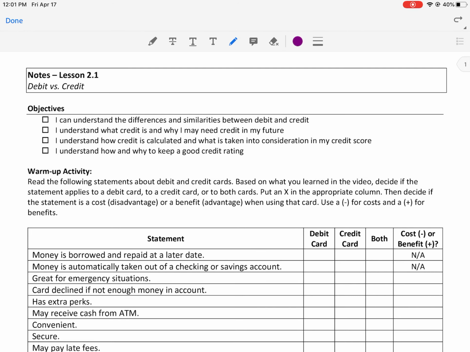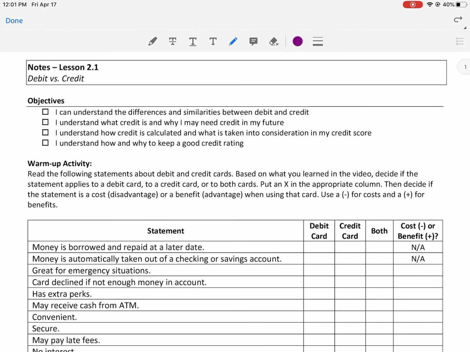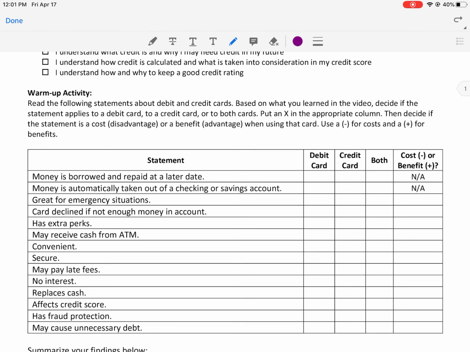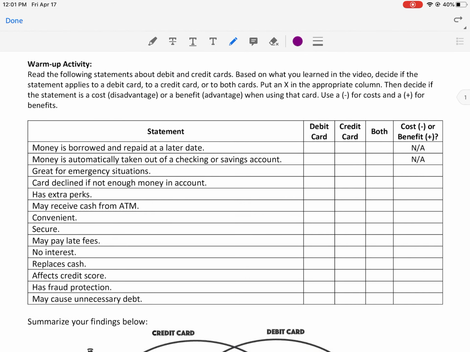For this warm-up activity, there is a YouTube video that I linked there that talks about credit and debit cards. However, I wanted to review with you what you should have seen from that. It says we're going to put an X in the column, whether it's a debit card, credit card, or both, and then decide if it's a cost, a disadvantage, or a benefit, an advantage. When money is borrowed and repaid at a later date, they say it is a credit card. If money is automatically taken out of your checking or savings account, we're talking about a debit card.